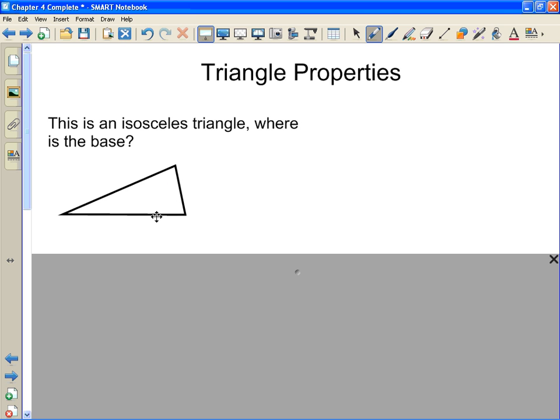The problem is, most people when they hear the word base, they assume it's the one that's on the bottom. But we defined the base of an isosceles triangle as the non-congruent side. Well, it looks like these two sides would be the congruent ones. Since I'm told that's isosceles, that means it's going to have two congruent sides. That would make this my base side. It's important that you can identify which side is the base for the next theorem that we're going to work with.